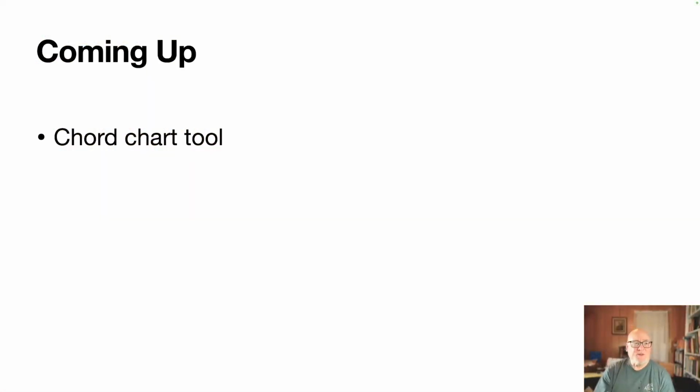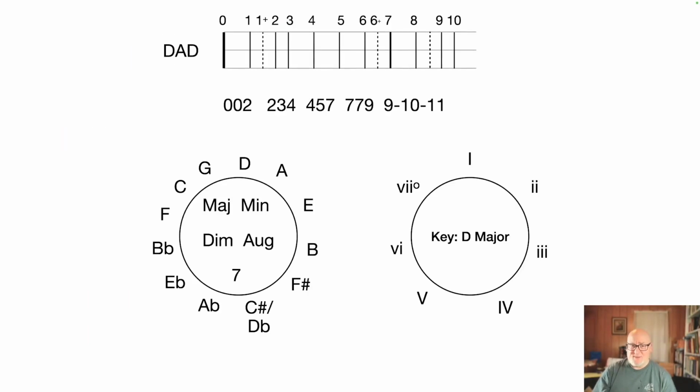Coming up, the focus for this week is this chord chart tool. I've got just a sketch of what I expect it to kind of be like. So you can see the grid of that fret layout up top. Now it's got some that are separated by 2 steps, and some that are dotted, and some that have thicker lines, and so on. We want to write out the chords that you can play. So 002 is a common D chord, and so on.